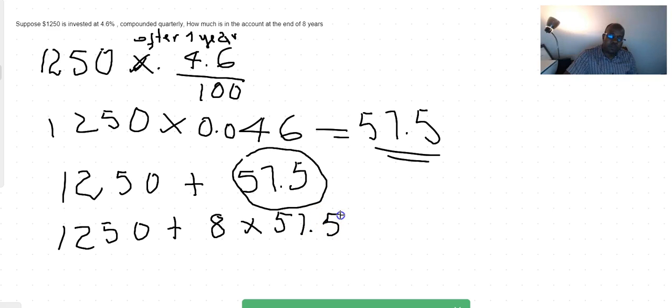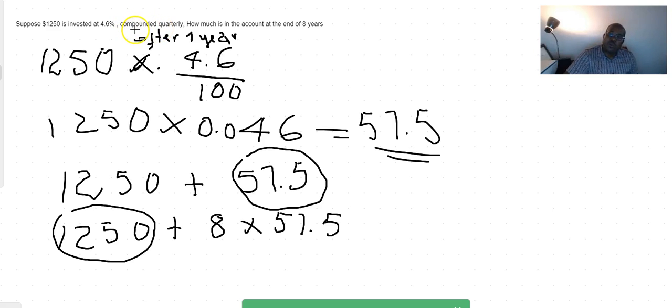But that's simple interest, which means every year I just get my interest, and I just leave the initial capital in the bank. Every year I take my interest and put it in my pocket. We call this simple interest. That means the interest is not compounded or not capitalized.